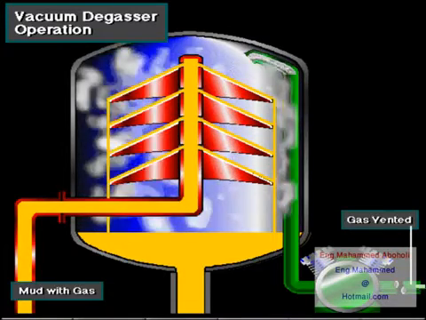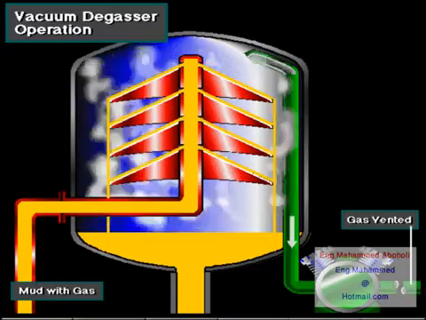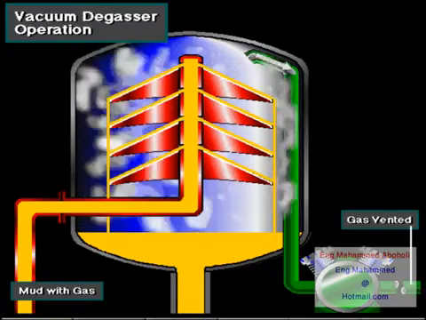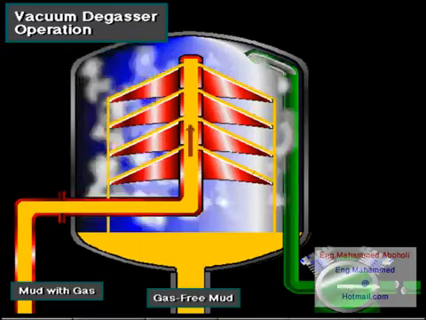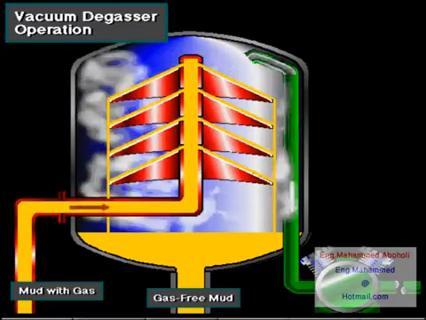The removed gas leaves through a vent, which sends the gas a safe distance away from the rig. The gas-free mud falls to the bottom and goes back into the mud tanks downstream from the degasser.